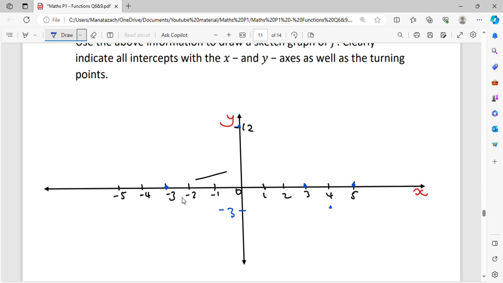So let's draw the function. The function will look something like this. It's going to cross the x-axis, make a turning point, and continue to cross the x-axis, going this way. You can just label it as f. So that's it.